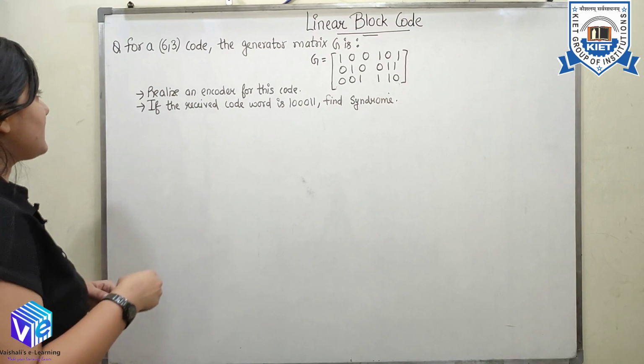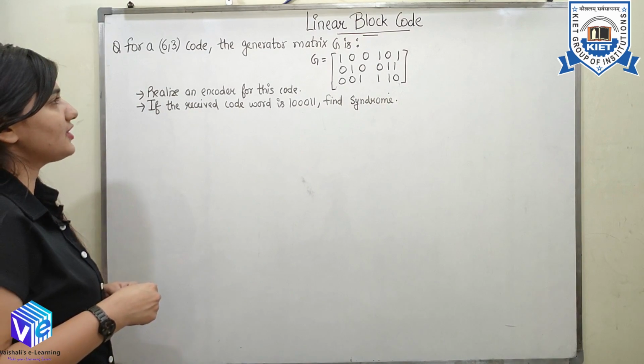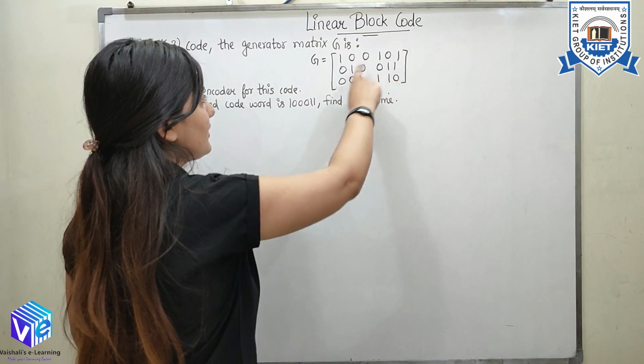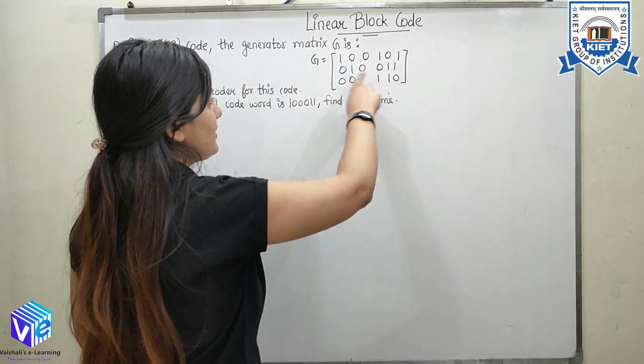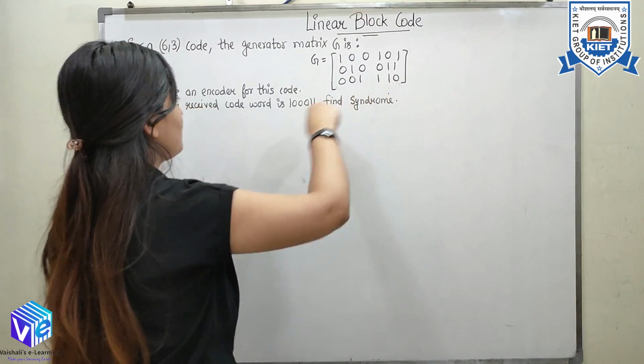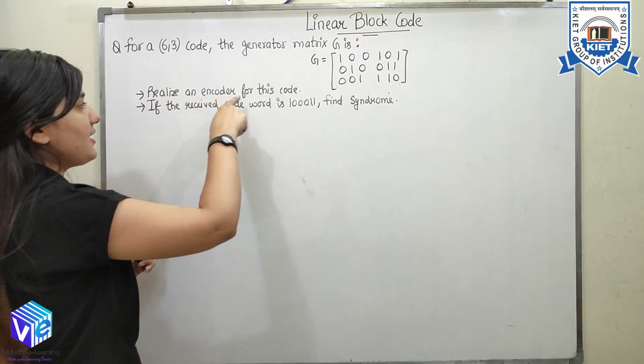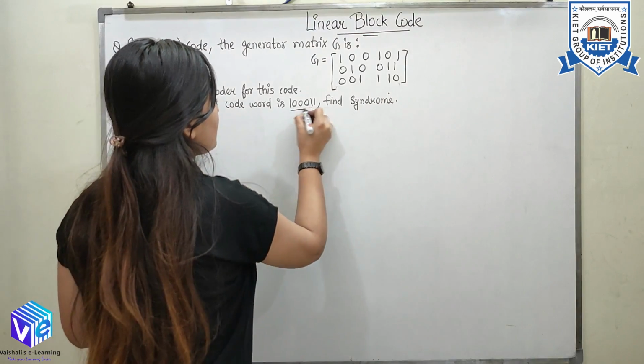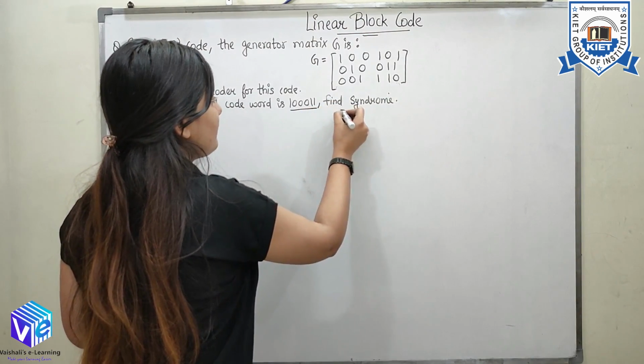So the question states, for a (6,3) code, the generator matrix G is equal to 1 0 0 1 0 1, 0 1 0 0 1 1, 0 0 1 1 1 0. Now I need to realize an encoder for this code, and if the received code word is 1 0 0 0 1 1, find the syndrome.